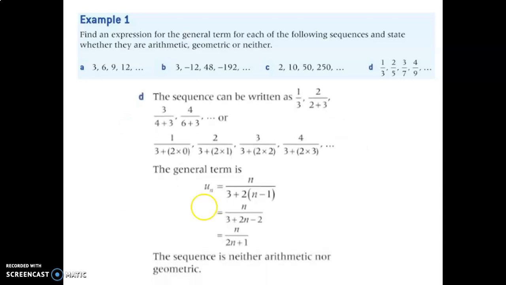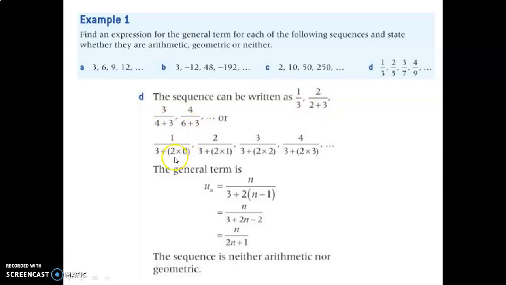Okay, take a look at the details. This one's a great problem. We have all of these fractions can be written like this, 1 over 3. The next one can be written as 2 over 2 plus 3. The next one, 3 over 7, can be written as 3 over 4 plus 3. So notice they're just searching for a way to write it where you have some common numbers. So we have that 3 appearing now in every denominator.